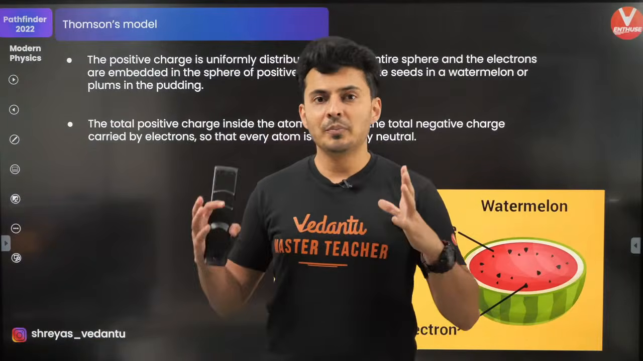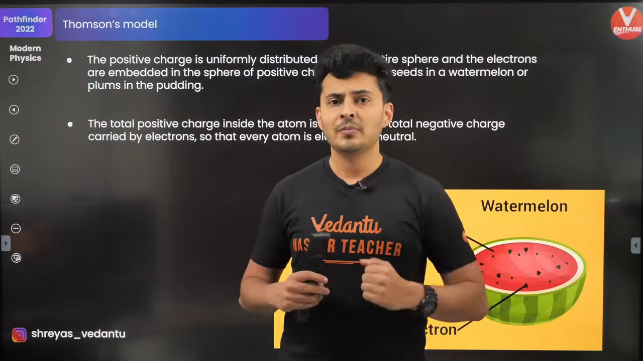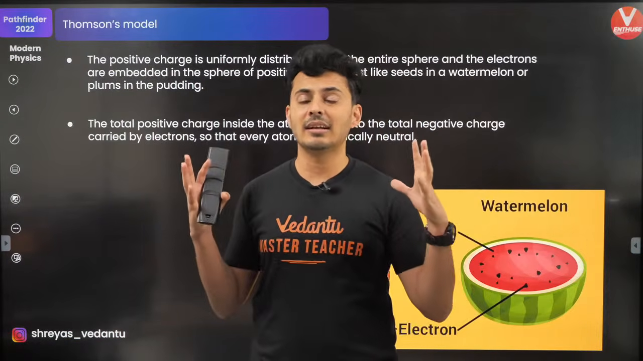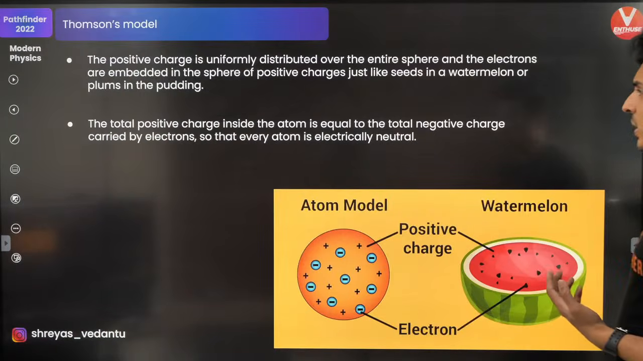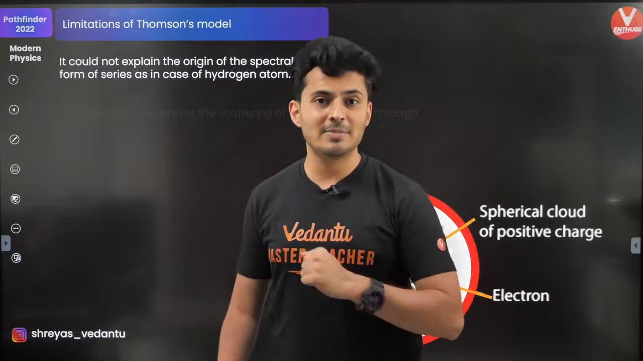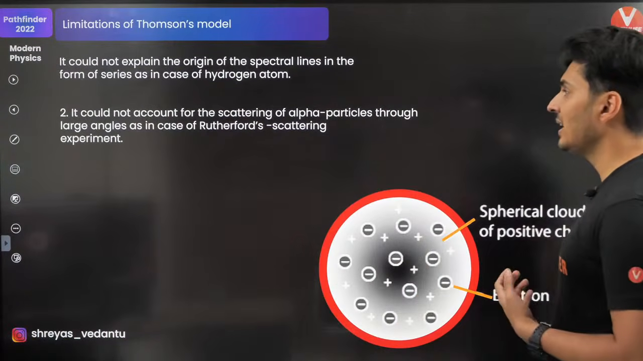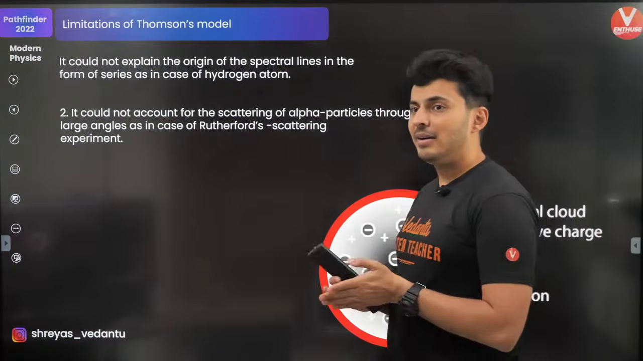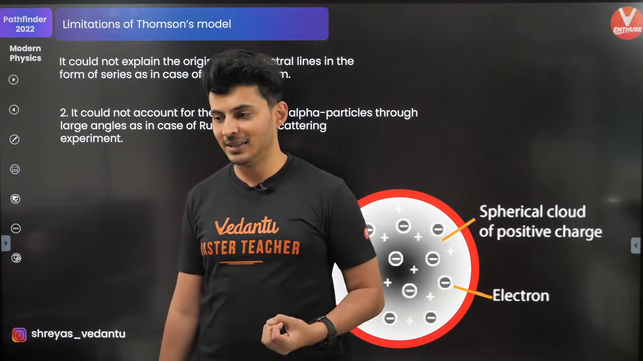But although this was fair enough to explain the conduction of electricity or even explain the fact that atom is electrically neutral, it couldn't explain a few things like, for example, it could not explain how do you get the hydrogen spectra or any spectra for any particular element. It could not even explain how alpha rays were scattered by the famous Rutherford's experiment.